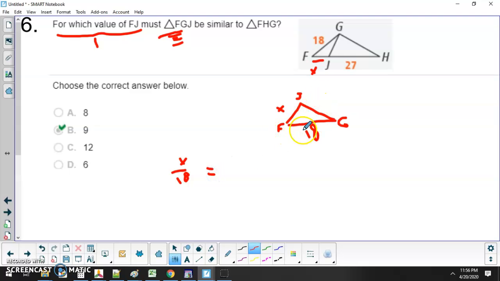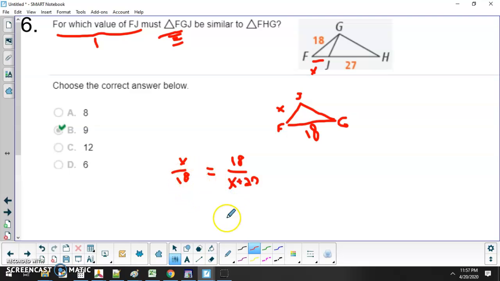We would also know that the bases are proportional. So we would have 18 here. Interesting, FG is in both triangles here. That's what happens when you have these triangles inside triangles. So we'd have FG is 18, and the base of this one is X plus 27. Okay, X plus 27.